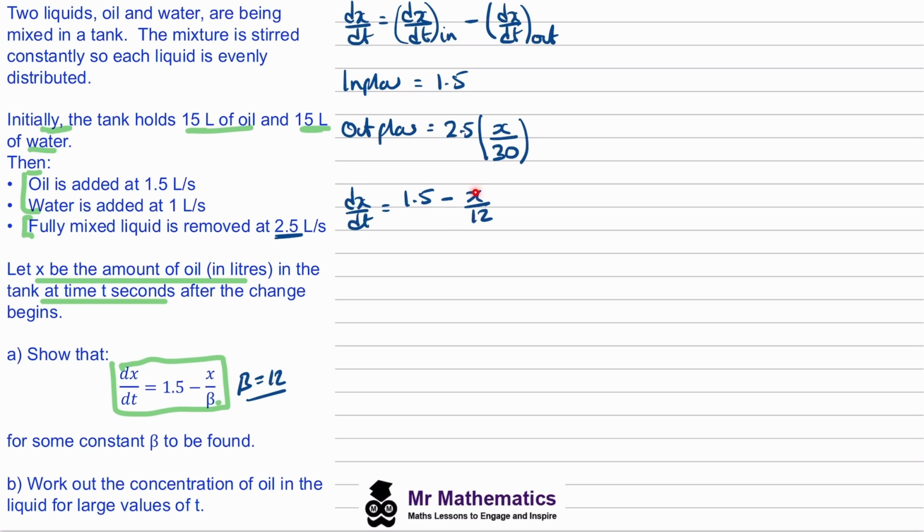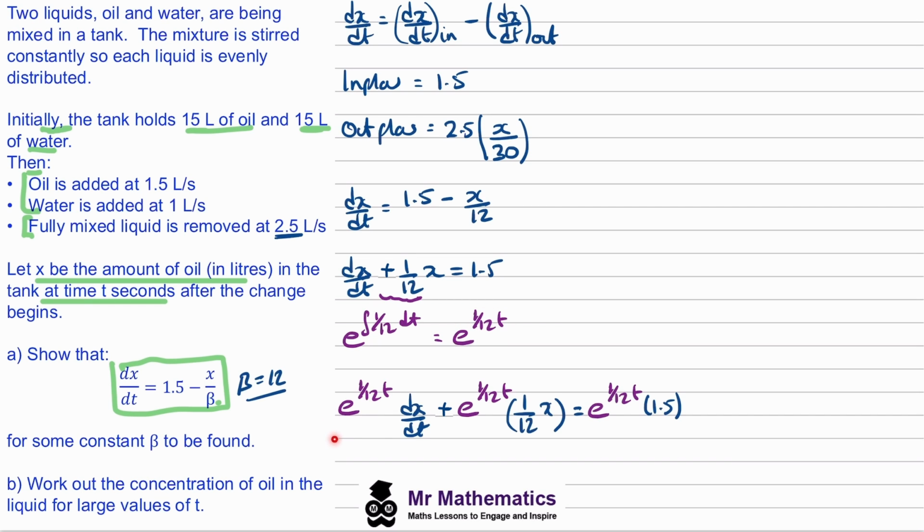So to solve this, we need to use the integrating factor method. So we need the x terms on the left-hand side. So we've got dx by dt plus 1 over 12, multiplied by x, will be 1.5. So we'll use this negative 1/12 for our integrating factor. And this will become e to the 1/12 of t. And then we'll multiply every term in this differential equation by this integrating factor.